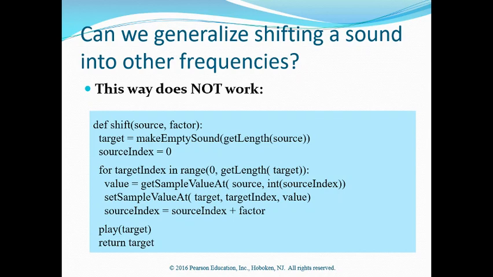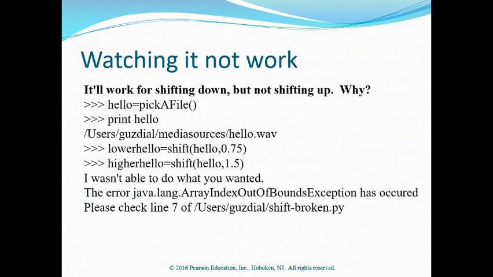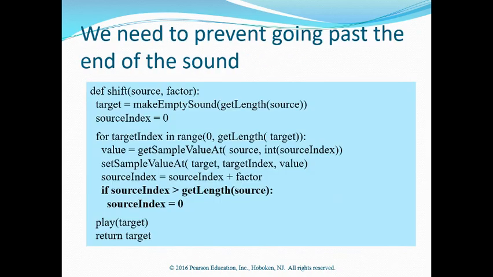So let's go back and look at that, and we can see here that the factor must be less than 1 for it to go through the for loop properly. If this is higher than 1, it's going to go outside of that for loop range, right? So this is why it does not work. 0.75 worked fine, but 1.5 didn't work because it went outside the max number in our range, and you get the array index out of bounds error that we see here.